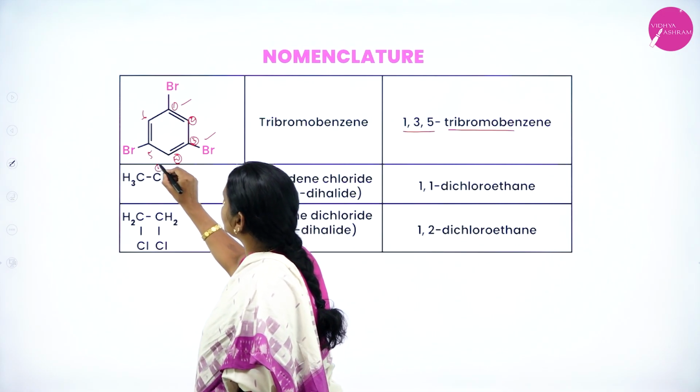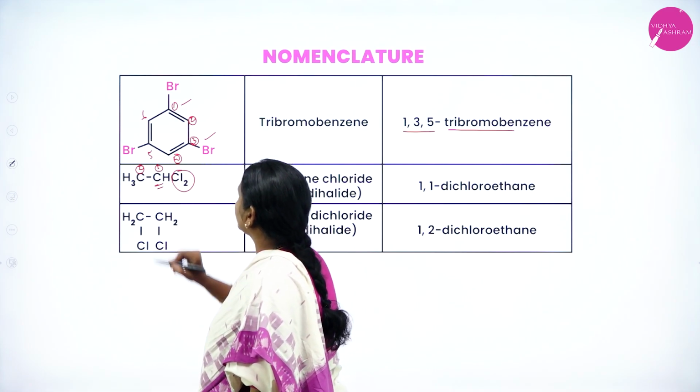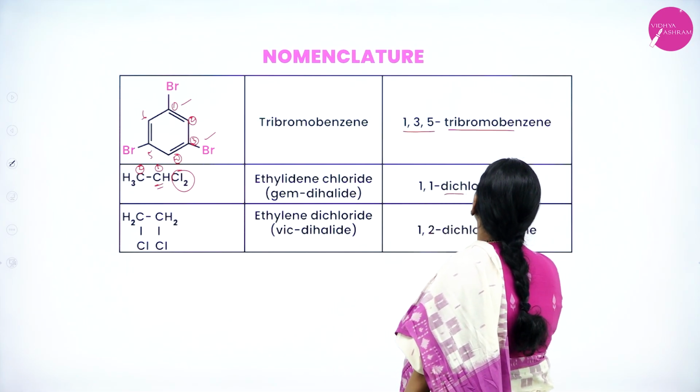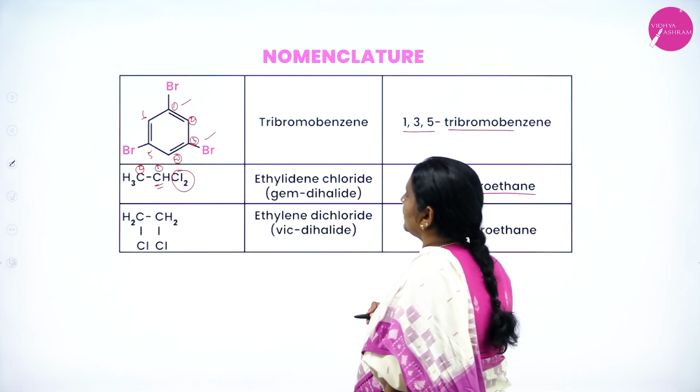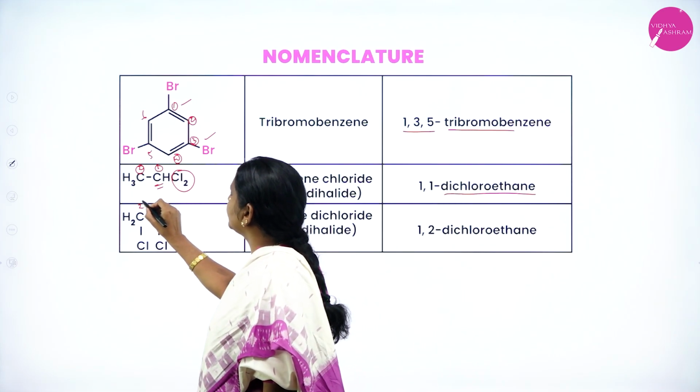This I'll put first position and second position. In the first carbon, it is attached with how many chlorine atoms? 2 chlorine atoms. That's why it is called 1,1 dichloroethane. Now I'll put first carbon atom and second carbon atom.